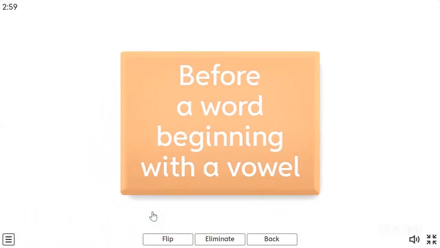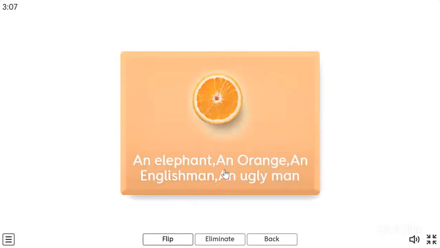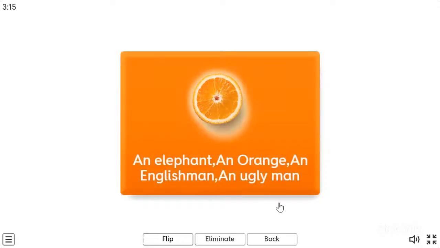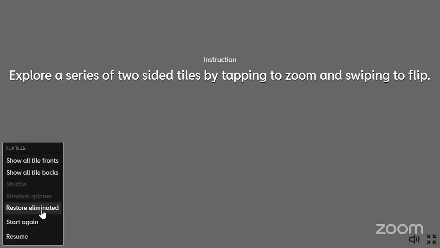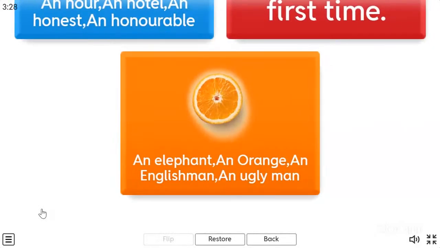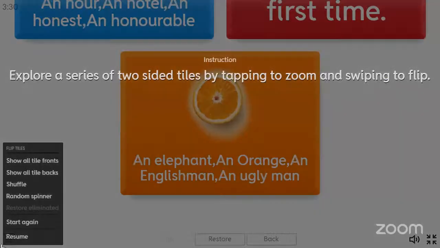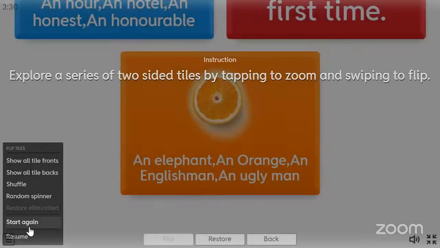And where else do we use it? Before a word beginning with a vowel sound, we must remember that well. An elephant, an orange, an Englishman, an ugly man. All these words begin with a vowel letter with a vowel sound. Okay? So these are the scenarios where we use article an. Right. We have seen places where we have to use article a and an.